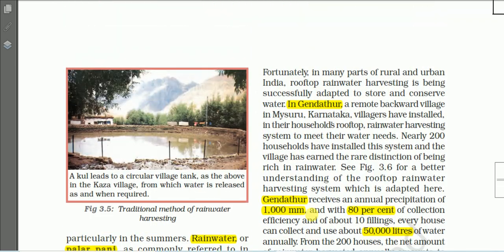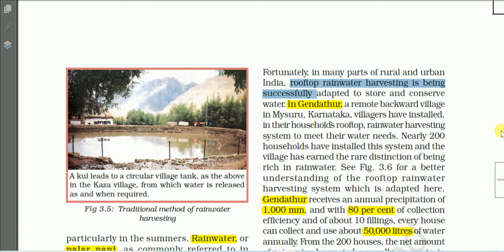Okay, then fortunately in many parts of rural and urban areas in India, rooftop rainwater harvesting is being successfully adapted to store and conserve water. Not only in Rajasthan, then Meghalaya, in Tamil Nadu, in other states of India, including Manipur also, we are practicing this rooftop rainwater harvesting successfully to store and conserve water.